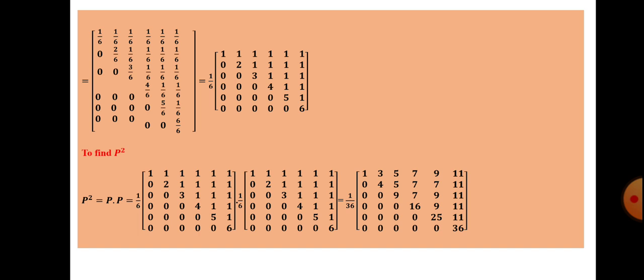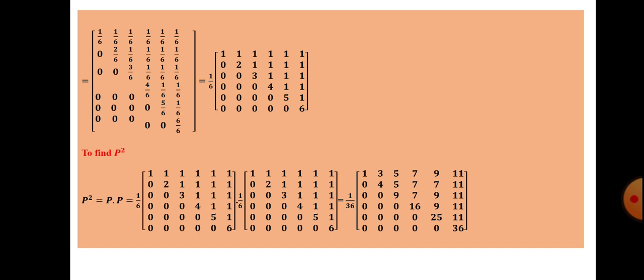Then the second one: previous 2, present 2. So for previous, what are the possibilities? There are two chances, either 2 or 1, both are less than or equal to 2. So you have to add up the probabilities, 1 by 6 plus 1 by 6, that is 2 by 6.